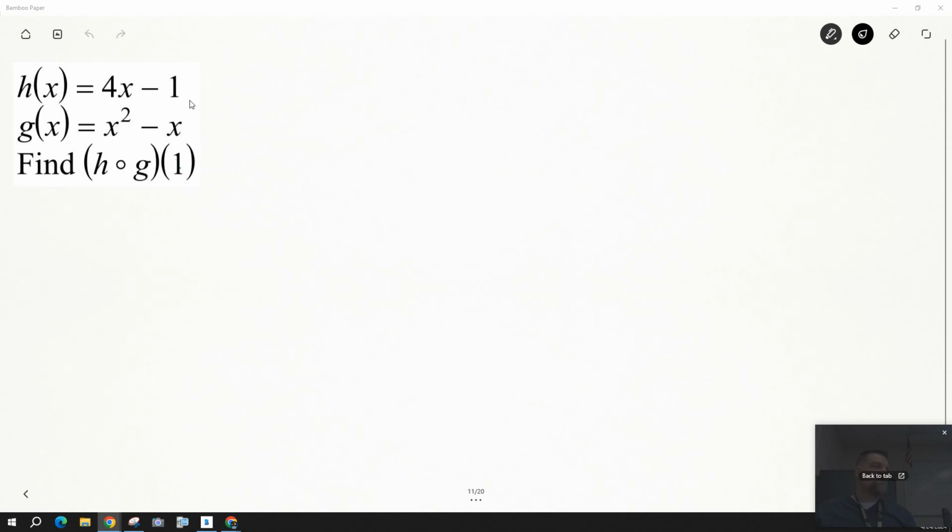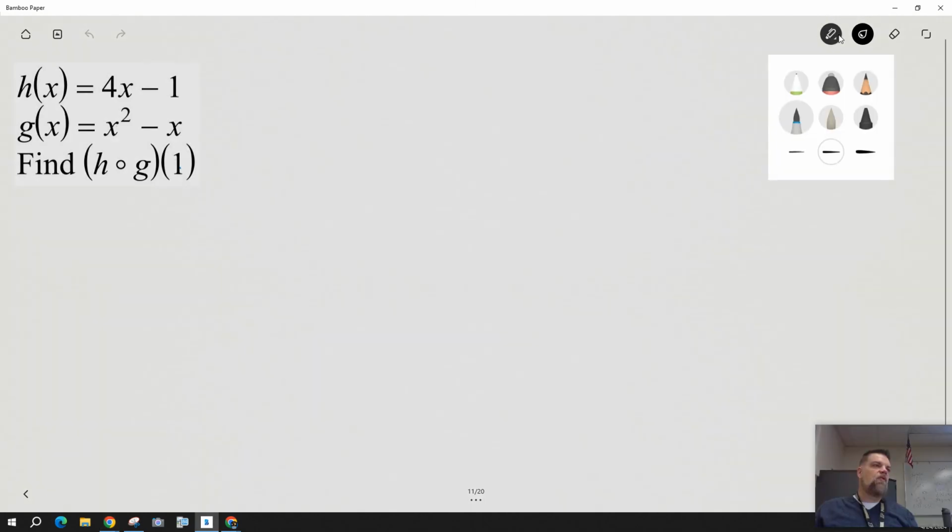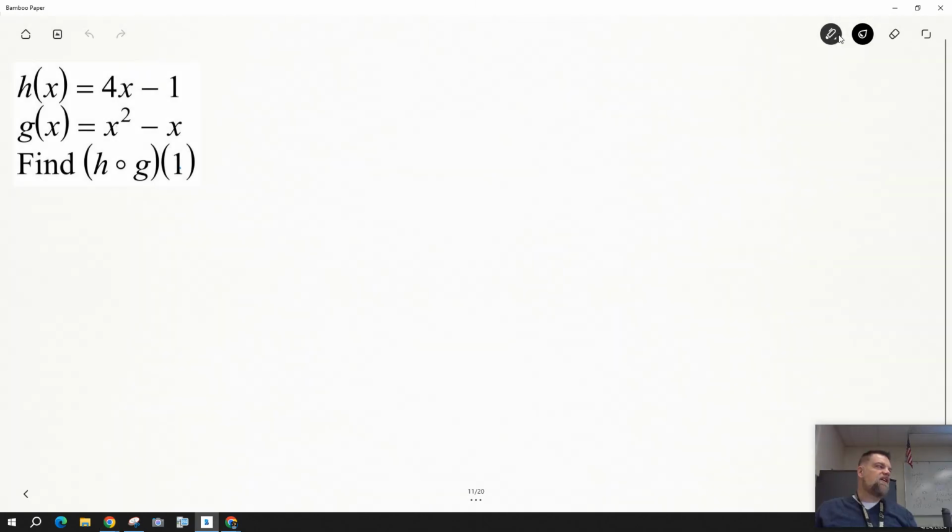Right, so for this one, before we even get started, let me explain this. When we say find h, this is really like h of g. And that might sound familiar because we're really saying h of g of x. Actually, I wrote that wrong. Hold on.